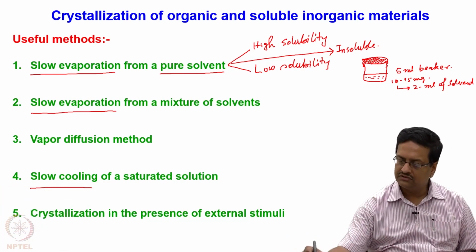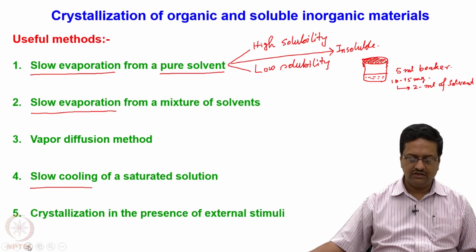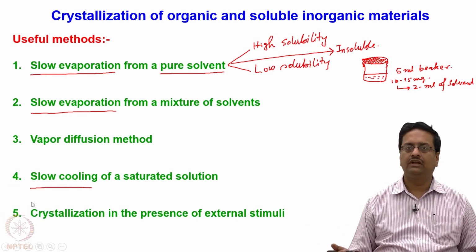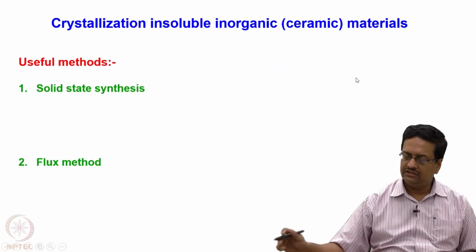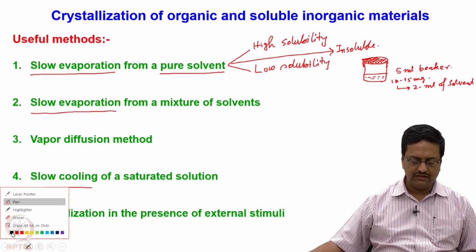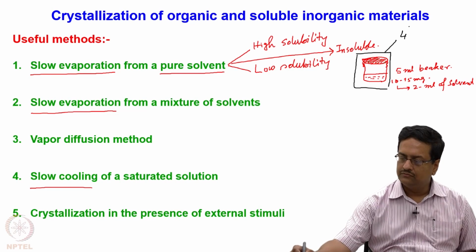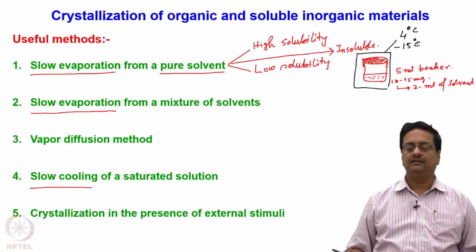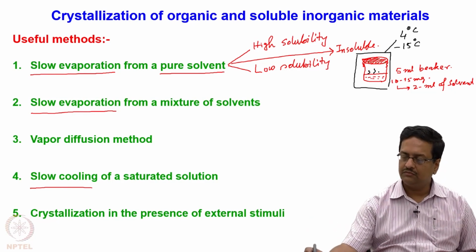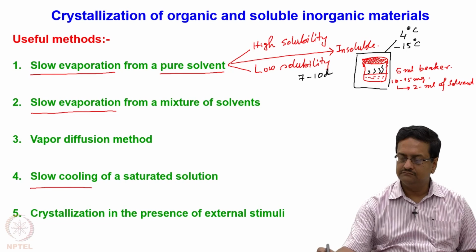We make a few very tiny holes with needles on the cover, and allow the solvent to evaporate at a very slow rate. Then we keep this beaker in a refrigerator at either 4 degrees centigrade or at about minus 15 degrees centigrade, so that the solvent inside evaporates very slowly over a period of 7 to 10 days.